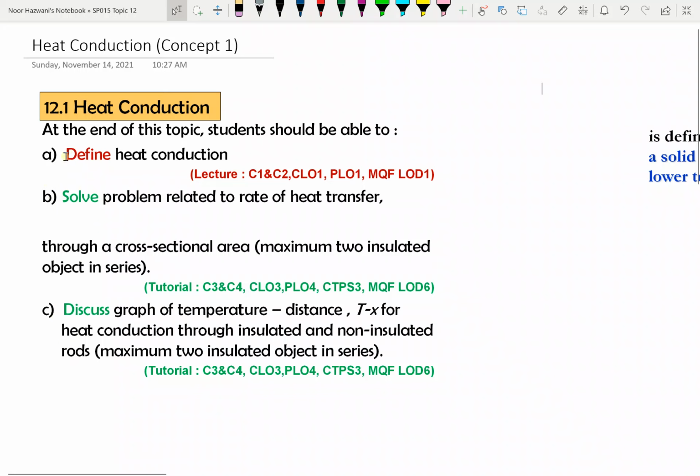So part A, we are going to define heat conduction. And for part B, we are going to solve problems. Okay, kita tak solve lah, tapi kita akan introduce to you equations related to the rate of the heat transfer. Okay, so next two video barulah kita akan cerita tentang problems.